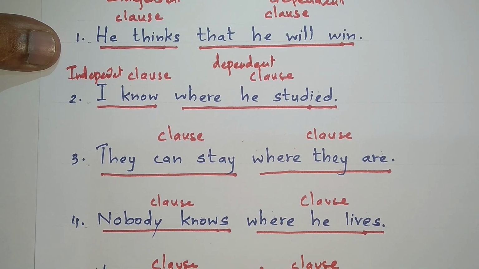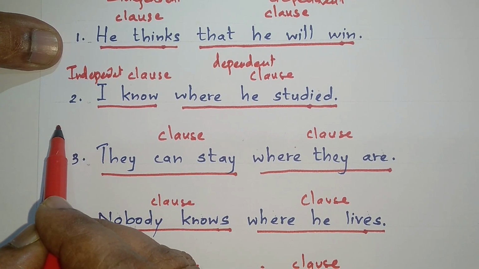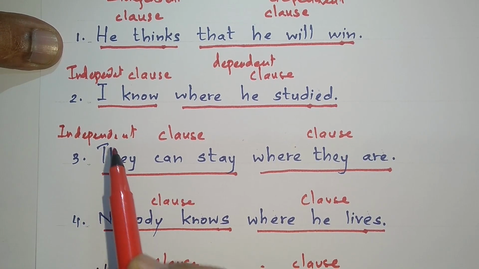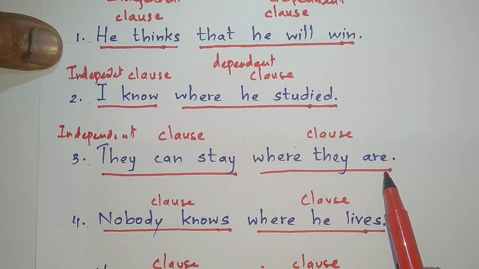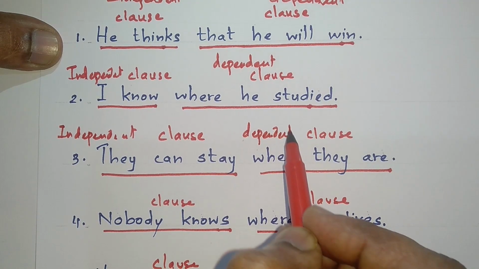They can stay. They can stay. वो रह सकते हैं. Yes, it makes complete sense on its own. वो अपने आप में complete है और इसीलिए इसे independent clause कहते हैं. Where they are, does it make sense on its own? No, and therefore this where they are is dependent clause.